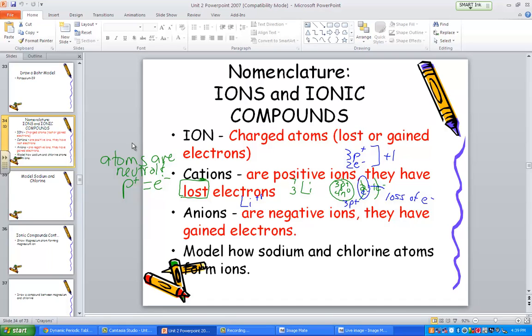Lithium ion carries a +1 charge by a loss of an electron. Please add on the extra note so I know you've been listening to the lesson.